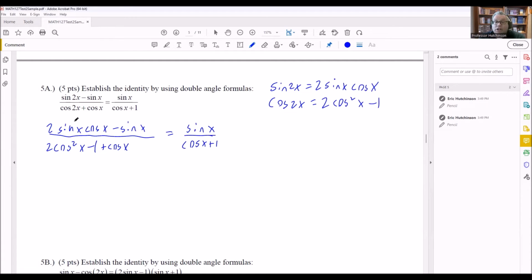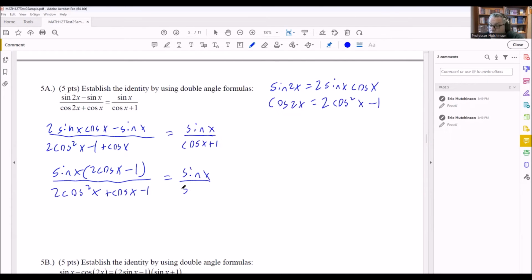Okay, so now what's left here is we want to factor, if we can, on the top. So on the top there, we can pull out a common factor of sine x. And if we do that, we'll get 2 cosine x minus 1. So just divide all this by sine, and then divide this one by sine. That's where we get the minus 1 here. On the bottom, we're going to rearrange this and do 2 cosine squared x plus cosine x minus 1. Okay, so now we have that one. And this is going to be cosine here.